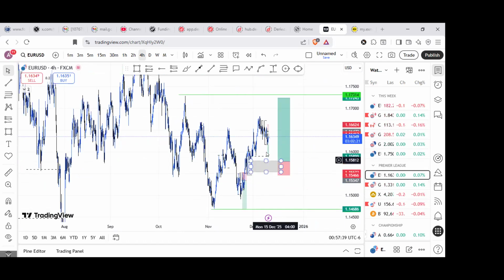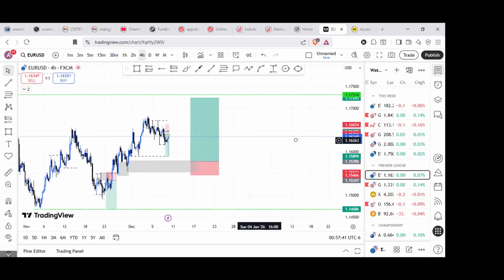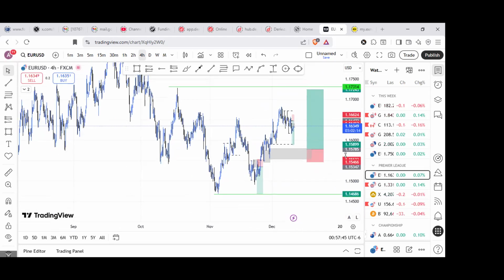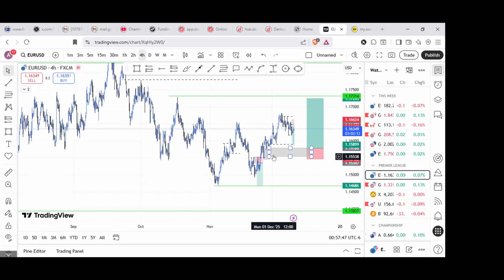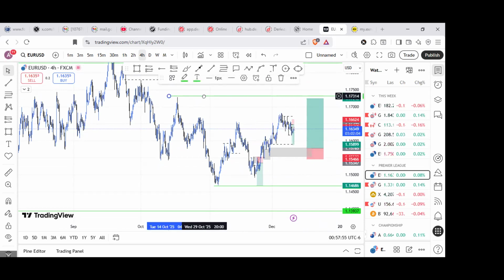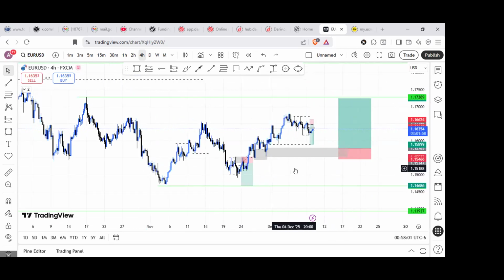So this is Euro USD on the 4-hour time frame. Now, Euro USD, I have been anticipating a buy, a sell to buy actually. I've been anticipating that price is going to buy all the way to this high right here.